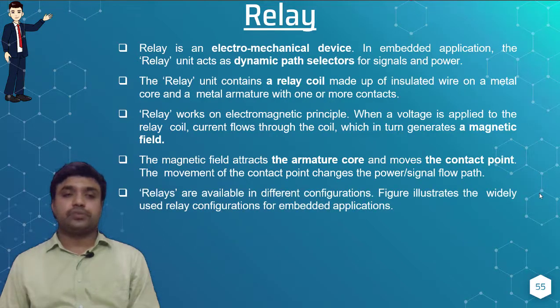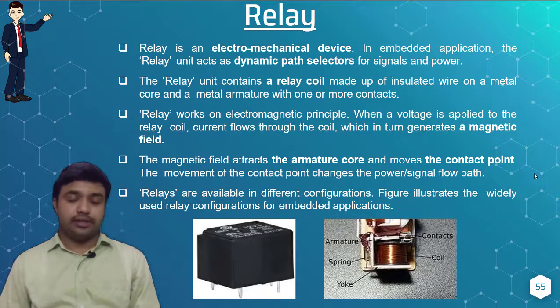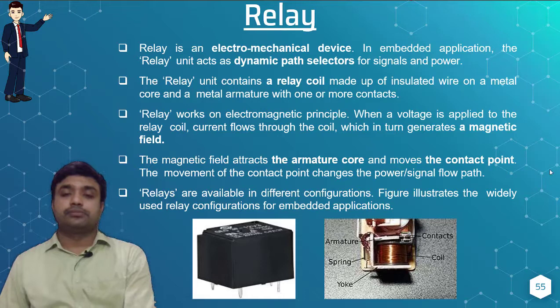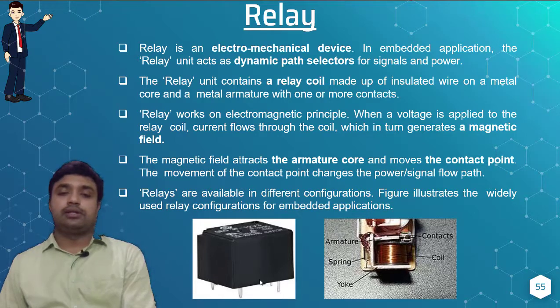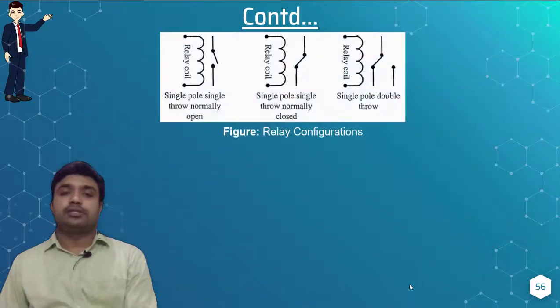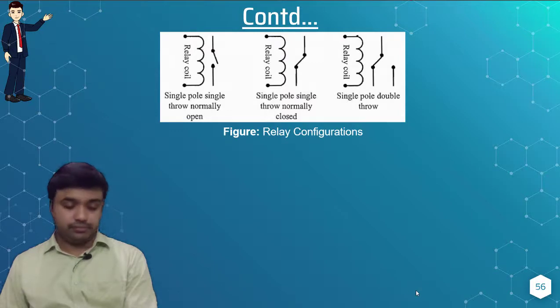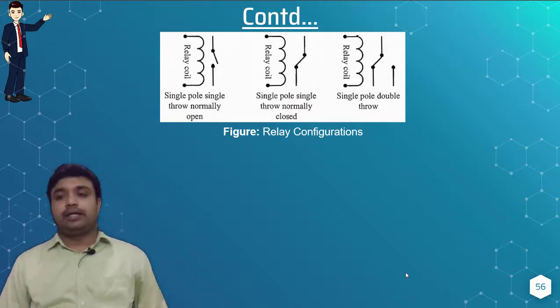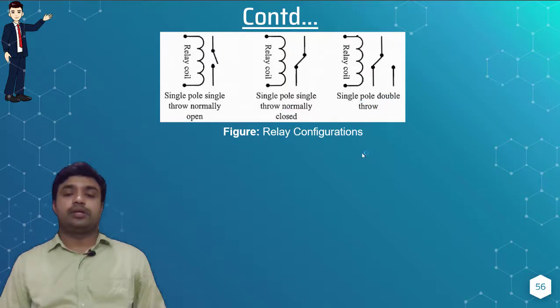Okay, so relays are available in different configurations. So let's see the different relay configurations. So this is the overall relay circuit, and this is the internal part of the relay circuit. And the next is the different relay configurations. Single pole, single throw normally open, single pole, single throw normally closed, or single pole double throw. Here, based on the representation, you can get an idea how the switch operation is going to be performed.